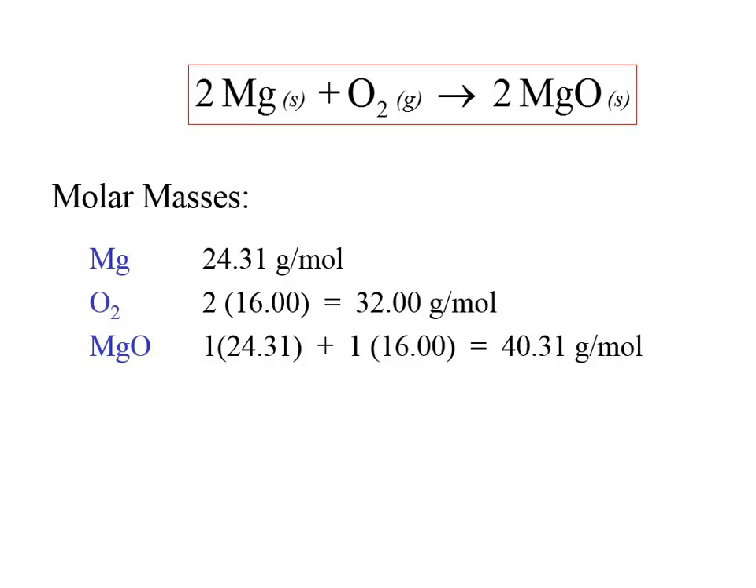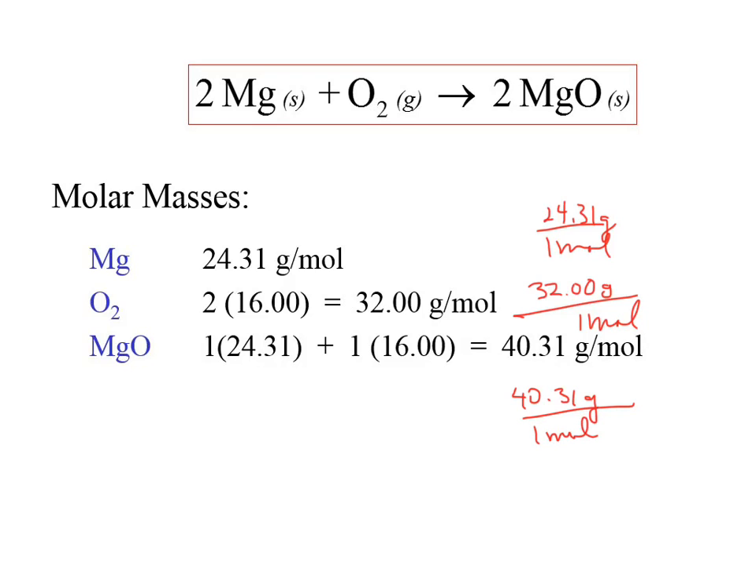So these are the molar masses. Sometimes if you want to think of it this way or even write it, for instance that magnesium is really 24.31 grams per 1 mole, getting it ready to use as a conversion factor. The oxygen, 32.00 grams per 1 mole. Magnesium oxide, 40.31 grams per 1 mole.